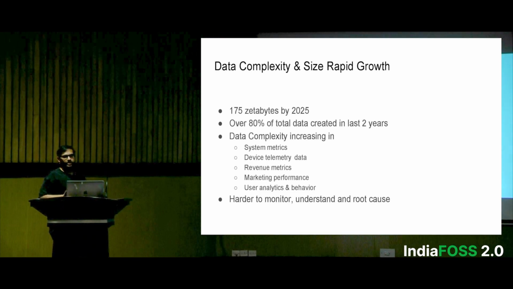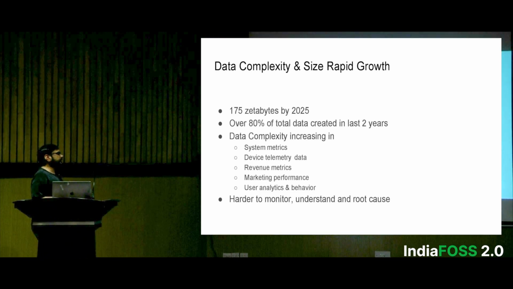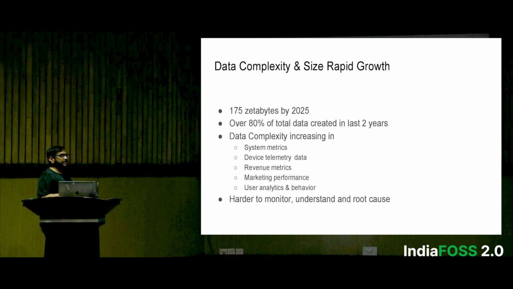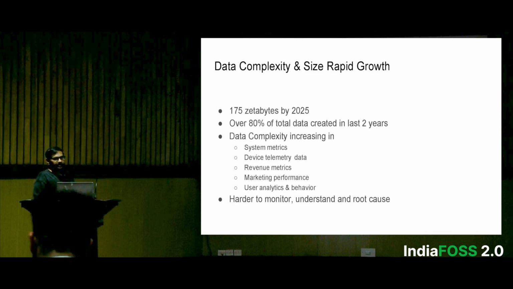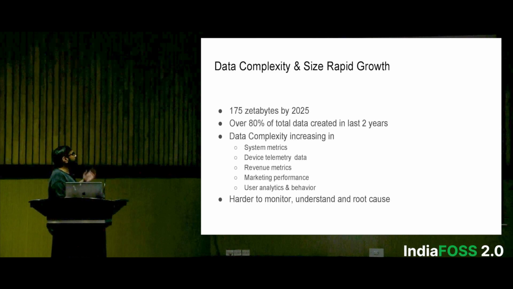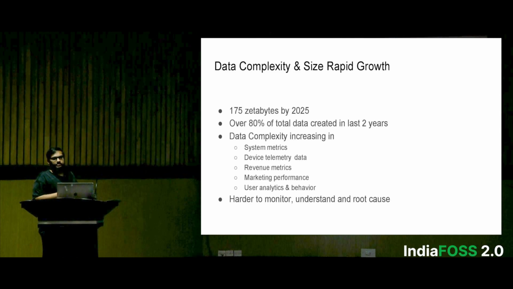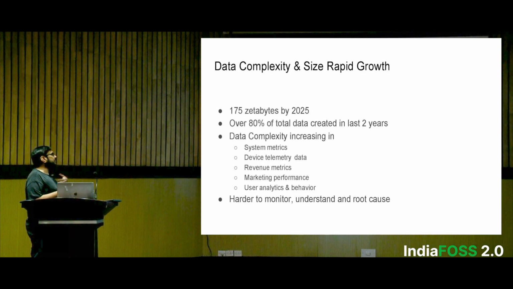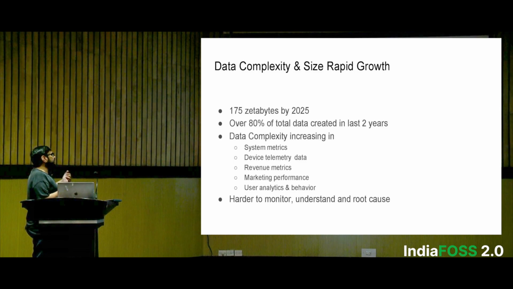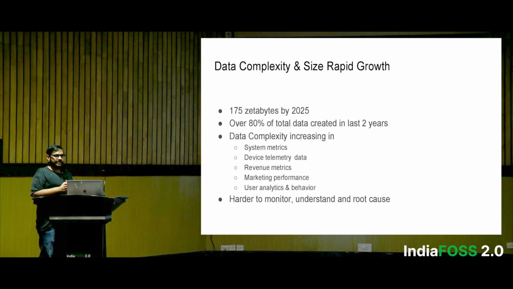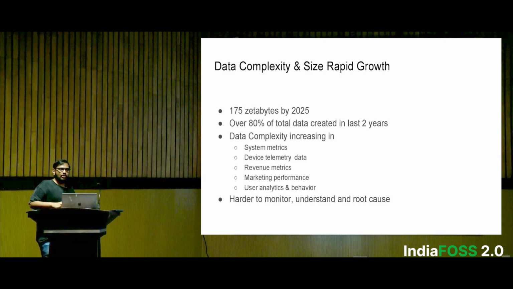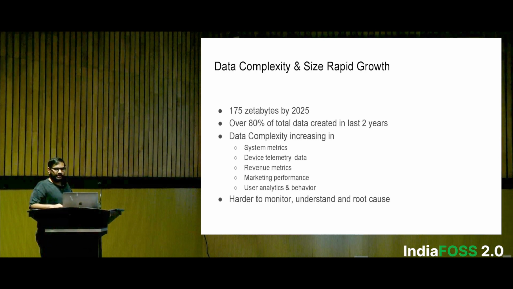One of the key things that's happening globally is that we are having higher and higher amounts of data volumes. There's some estimate that there'll be 175 zettabytes of data volume every year by 2025. By some estimates, over 80% of the total data that is created was created in the last 2 years. Not just is the data increasing, but the kinds of data and the complexity of the data is also increasing. So, for instance, you have system metrics, telemetry data, and user analytics behavior, and it gets harder to monitor, to understand, and to do a root cause analysis of all this data as the data becomes higher.